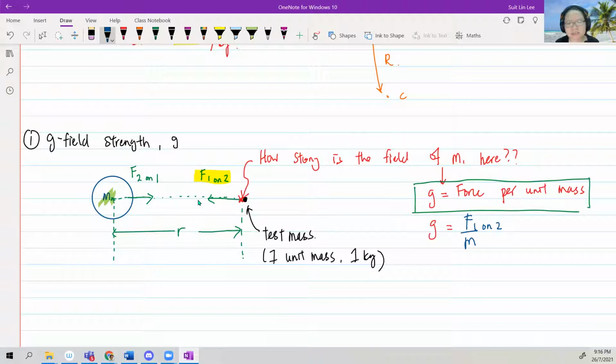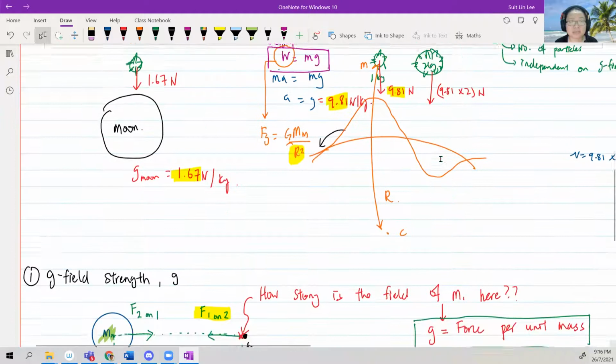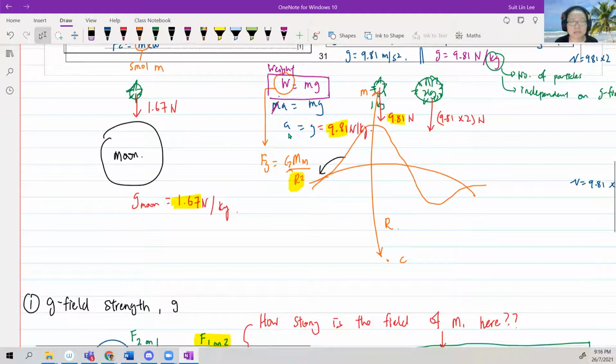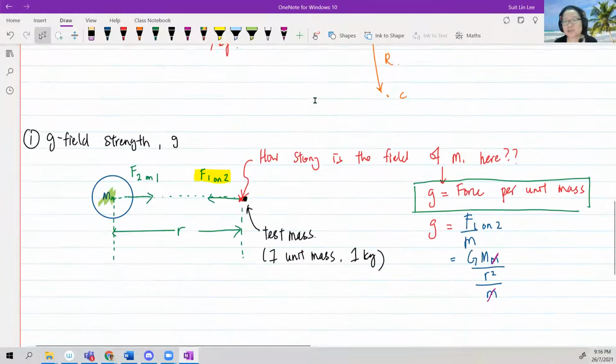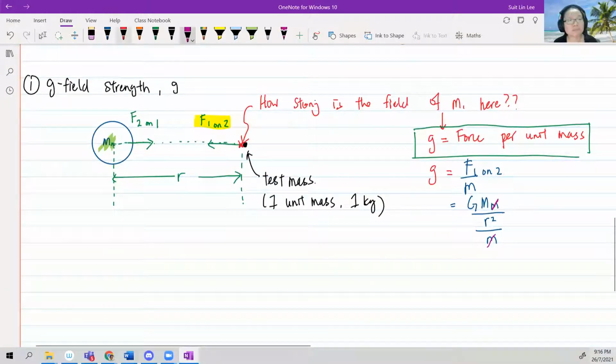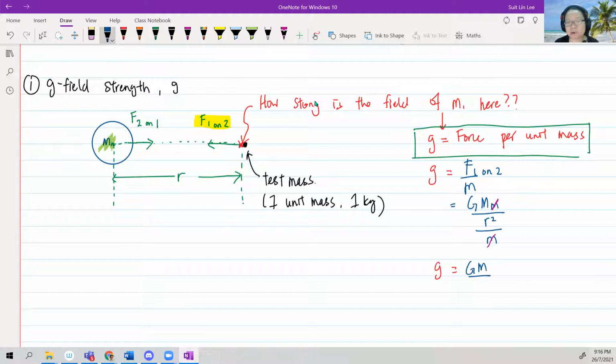But this is GMM over R squared. But you divide by M. Or you can say, but teacher, the M is 1 kg. Yeah, I know, but it doesn't matter because you divide them, then they cancel out. Just like here, it doesn't matter. The mass cancels out. Okay, so we frame gravitational field in such a way where it is easy to visualize and easy to use. Everyone will have the same amount of gravitational field strength, which is GM over R squared. That's all.